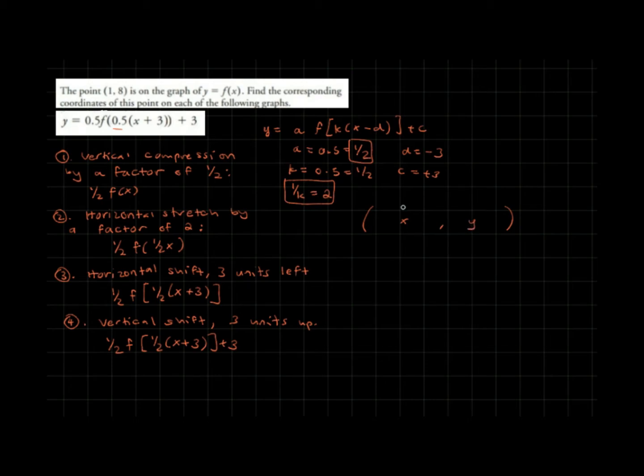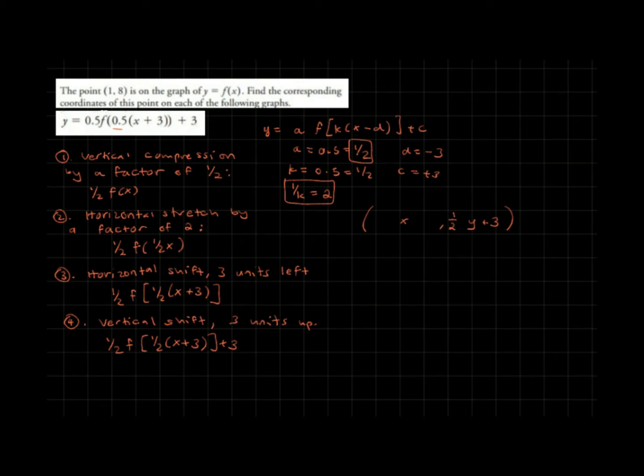So this is x, this is y, these are the original points of our parent function f of x. And if we look at all the transformations we did to our y values, or our vertical axis, we had a vertical compression by a factor of 1/2. So we had 1/2 times y. We also had a vertical shift 3 units up, so 1/2 y plus 3. So those are basically all of the vertical transformations.